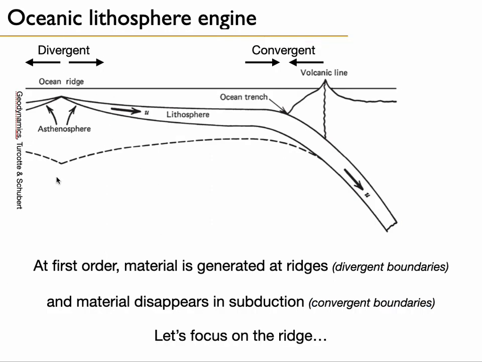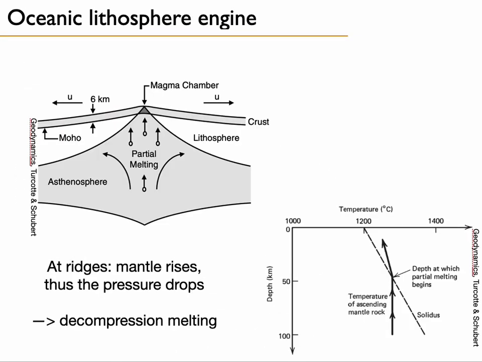Let's focus on the ridge first. What's happening at the ridge? The mantle is rising, thus the pressure of the rising material, which is hot, drops, and this leads to decompression melting. If you have a diagram here with depth and temperature, the dashed line will be a solidus line, and this would be the trajectory of a rock that is rising at the mid-ocean ridge.